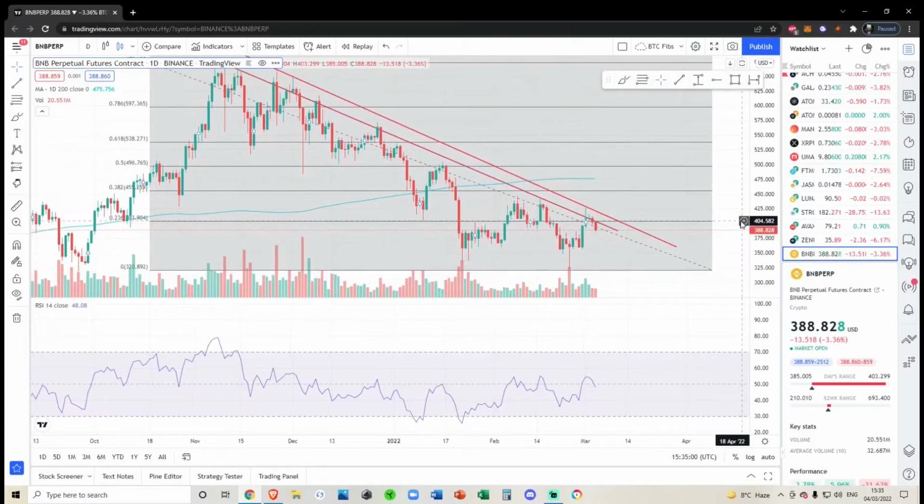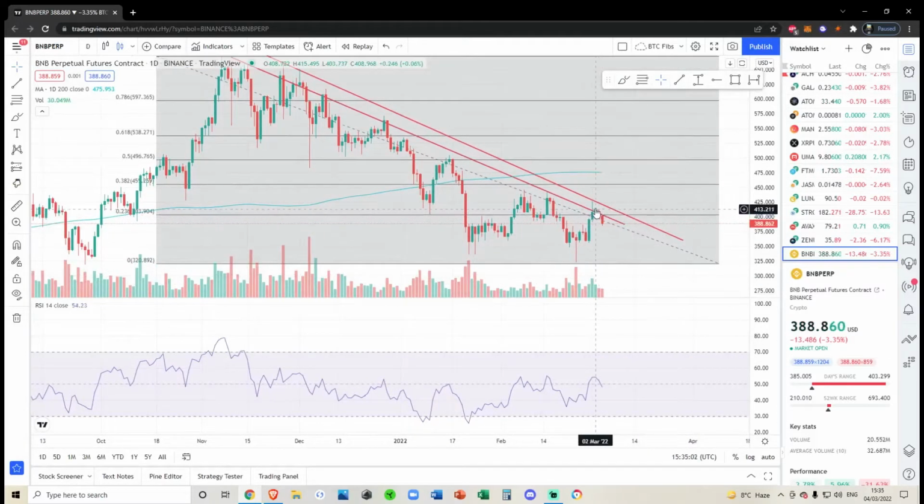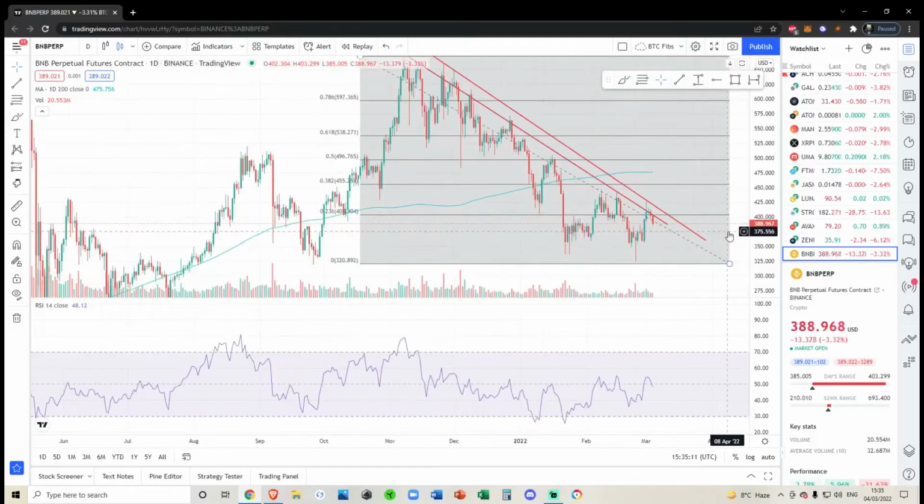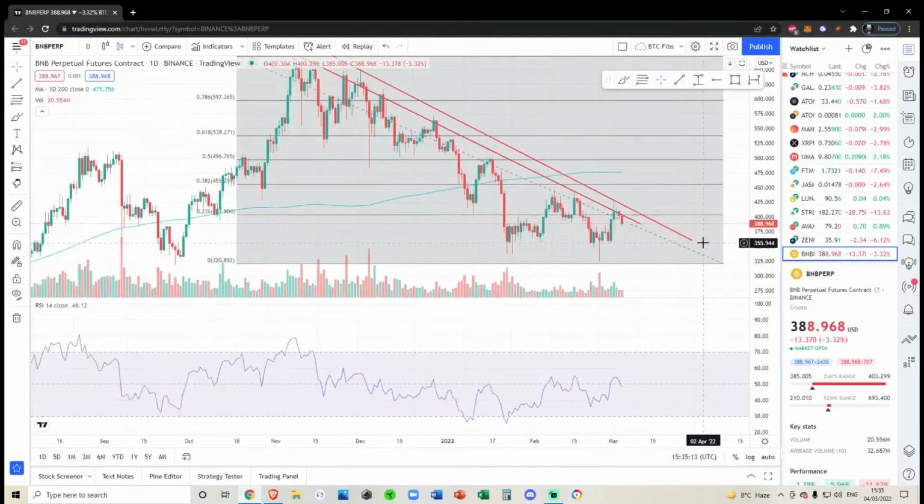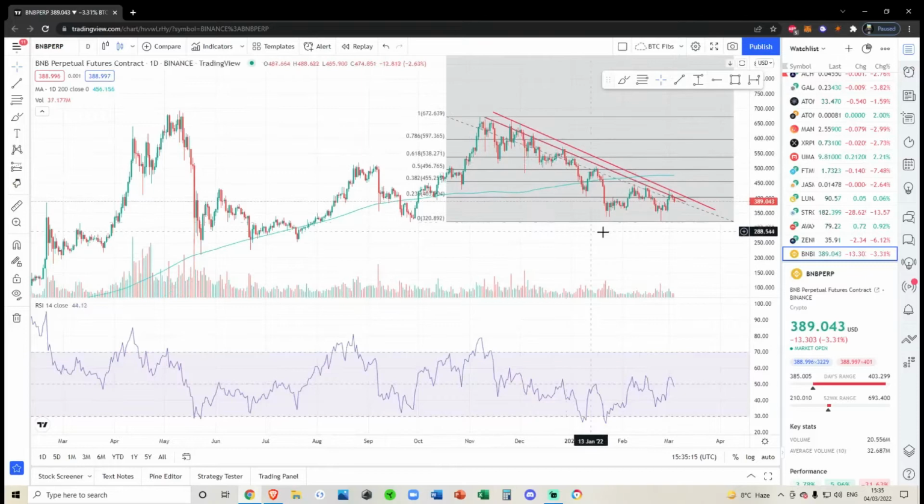But as you can see, a couple of days ago, we came up, broke out of this small trend line, wicked the top of this and fell off the table. So all in all, we are still in a downtrend for this coin. This is the short term specifically.